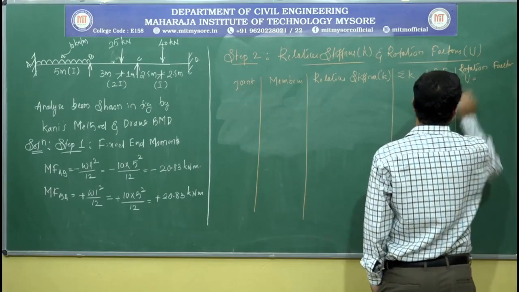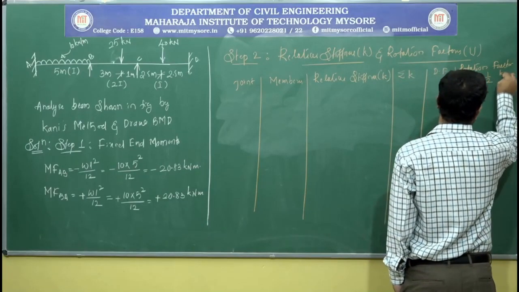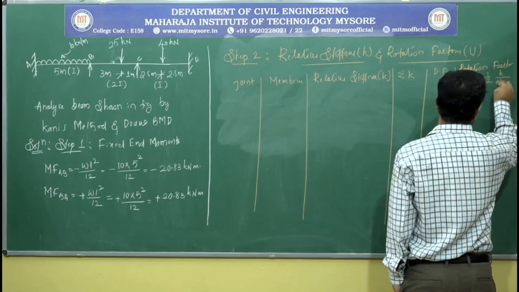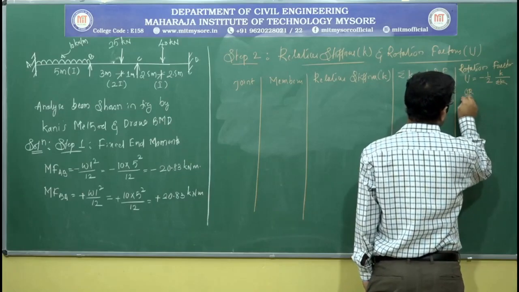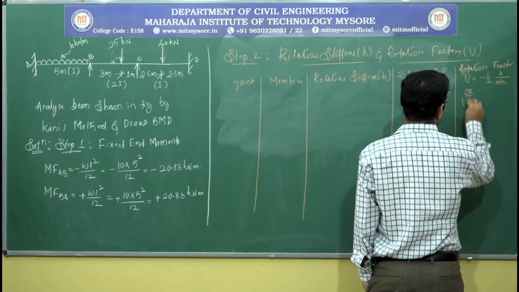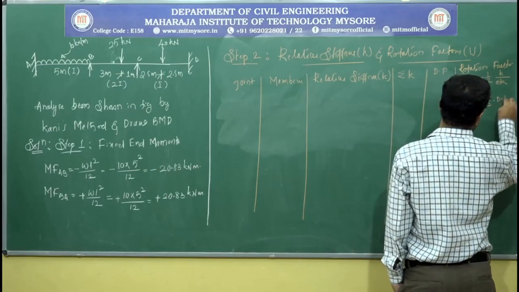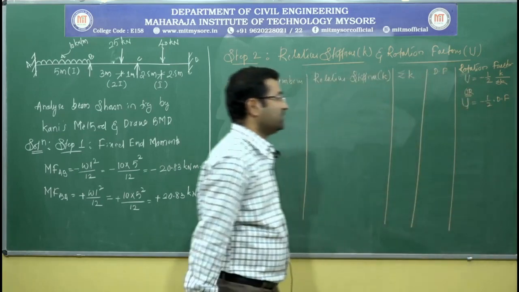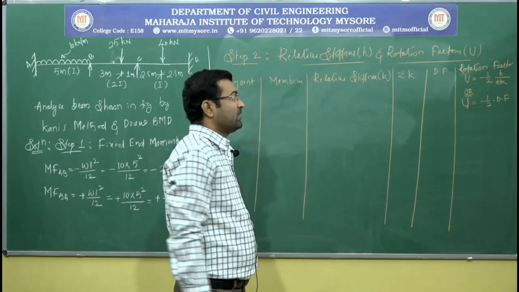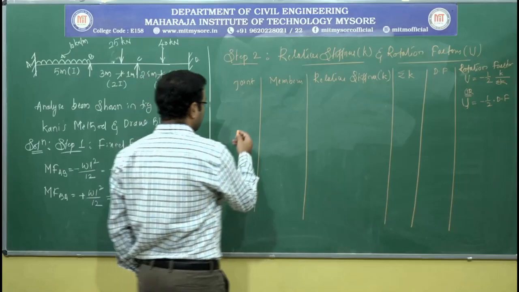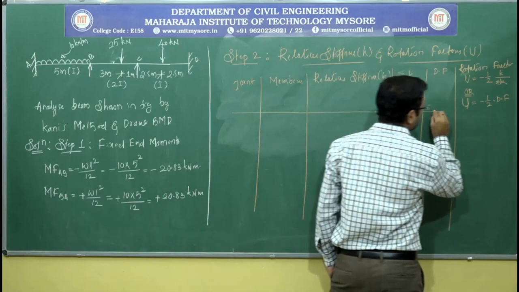Rotation factor u is equal to minus half of k by summation of k, or even you can write it as u is equal to minus half of distribution factor. Anything is fine. So k by summation of k is nothing but a distribution factor. So you can use any of the formulas. Okay.